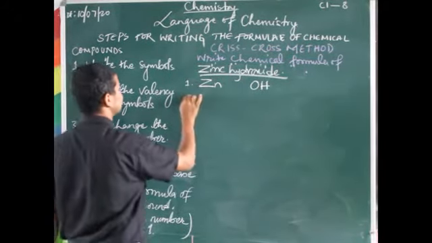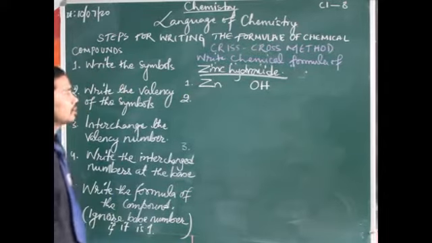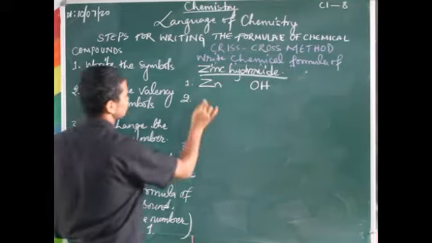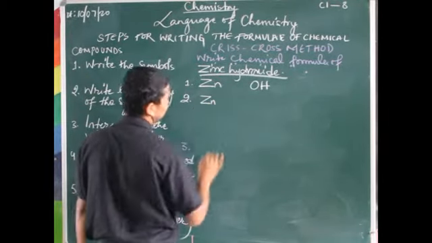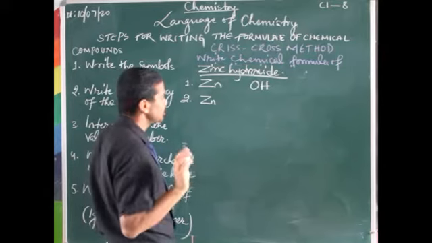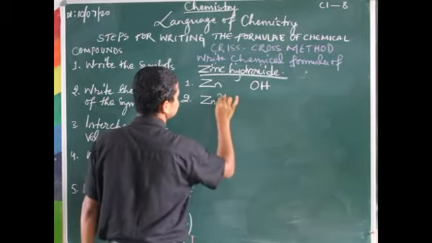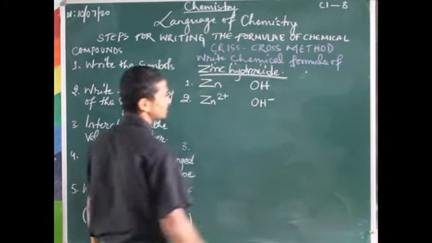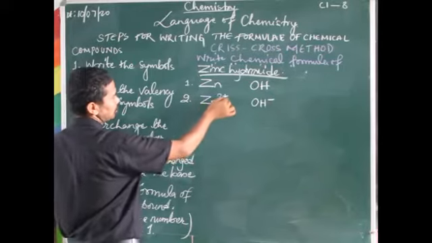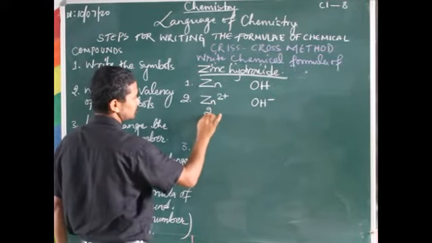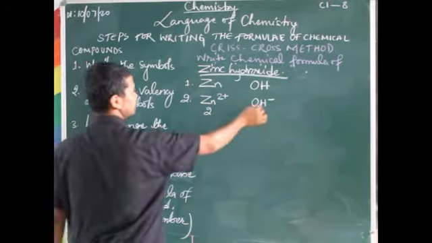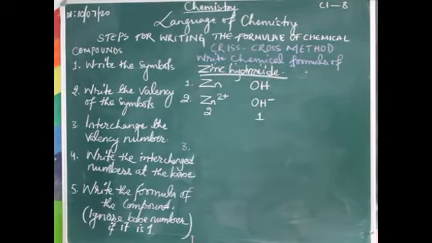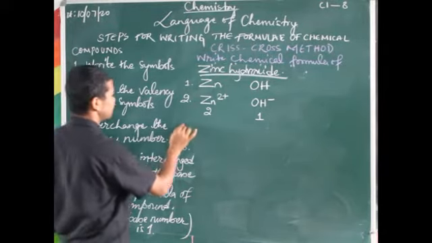ZnOH. And step number 2: we will be writing the valency of the symbols. So zinc, if you see in table 5.6, you will get Zn2 plus. And for OH in table 5.7, you will be getting OH minus. That means here it is 2 plus, so valency is 2. And here it is 1 minus, so valency is 1. Step 2 is over.